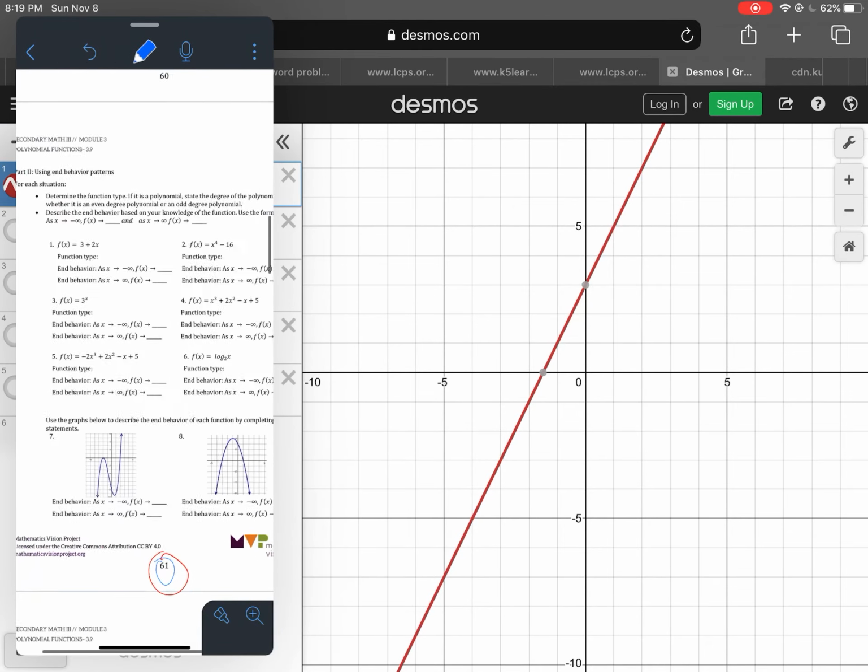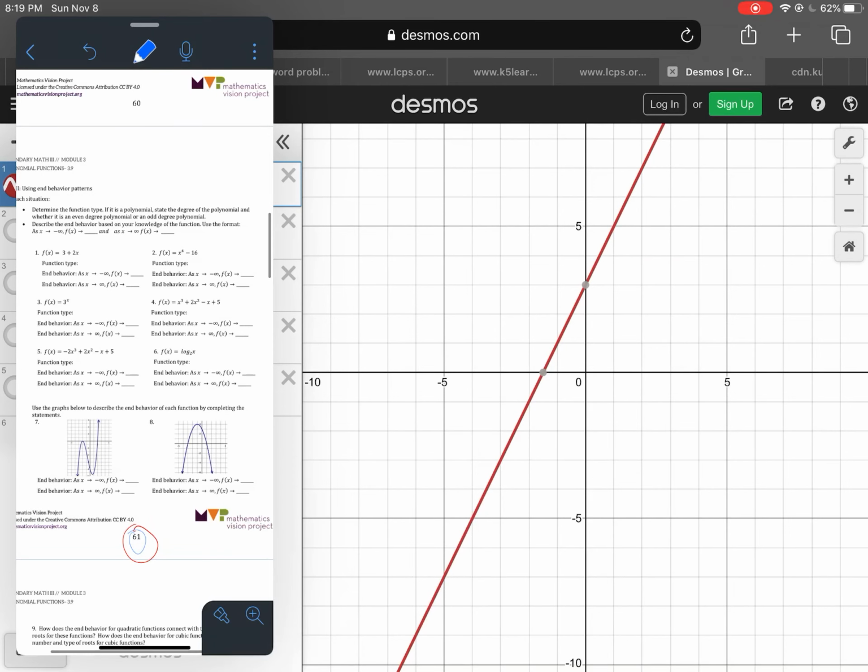So what we're doing here is we're describing something called end behavior. End behavior essentially tells you what the function does as x goes to infinity or x goes to negative infinity. So it says determine the function type. If it's a polynomial, state the degree of the polynomial, and whether it's an even or odd polynomial. And then describe the end behavior and use the format: as x approaches negative infinity, f of x goes to something. And as x goes to positive infinity, f of x goes to blank.